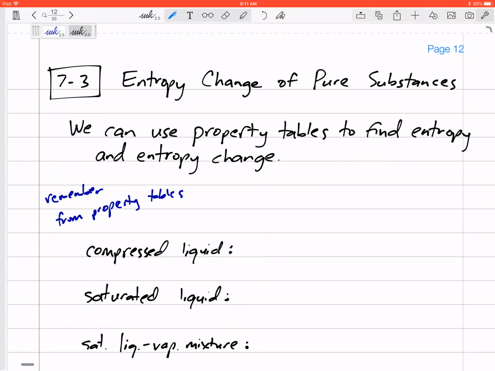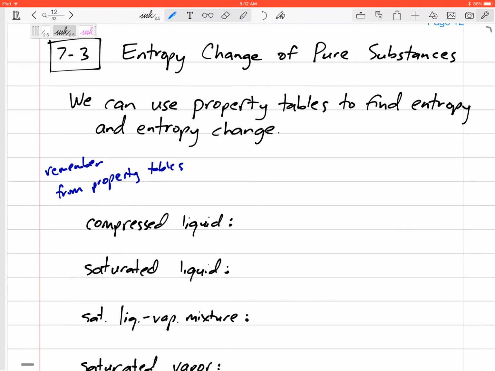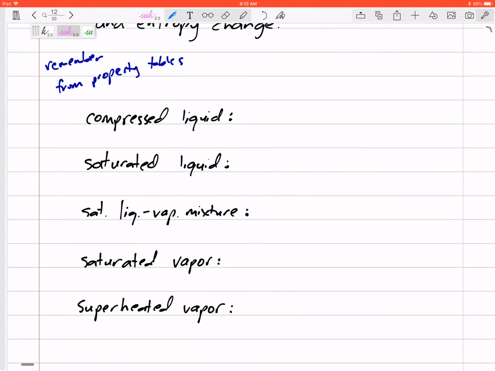Moving to section 7-3, we're looking at entropy change of pure substances. So you probably already saw from those property tables that entropy was a property on those tables, and so we can find the entropies for certain substances at certain temperatures, at certain pressures, just like all those other properties. If we have a compressed liquid table, we can use that, or we can usually assume that the entropy is approximately equal to the entropy of the saturated liquid at that temperature.